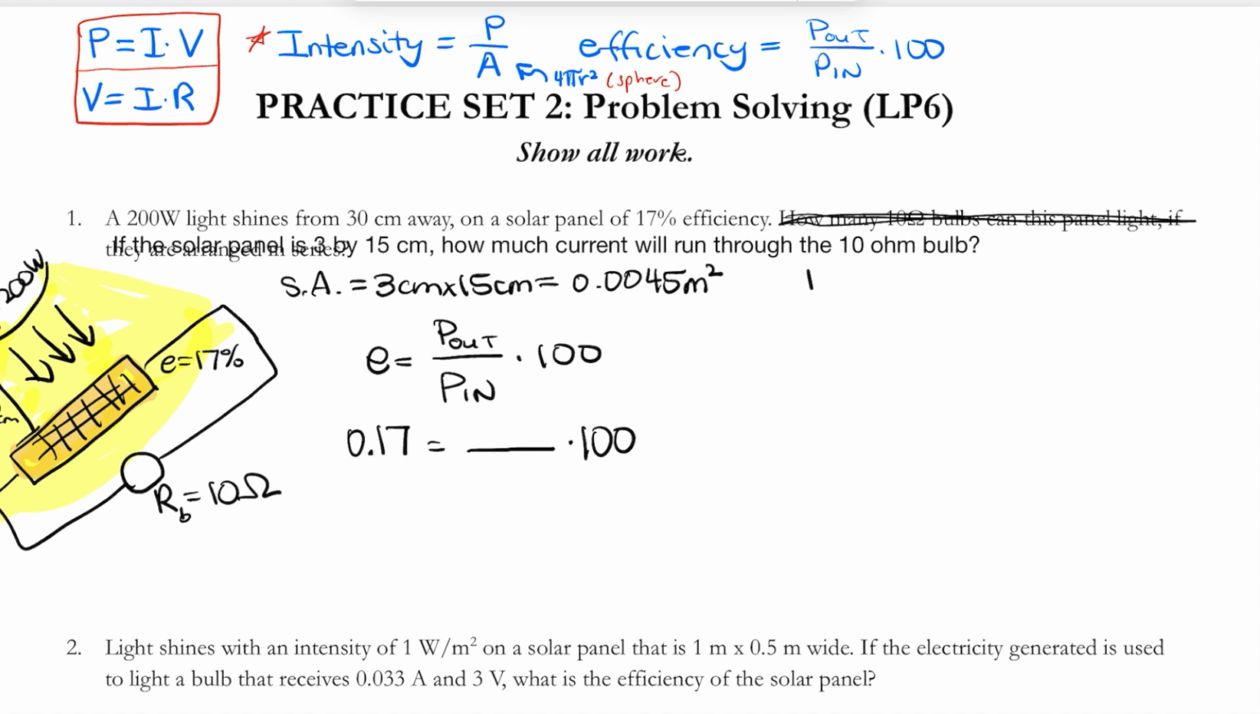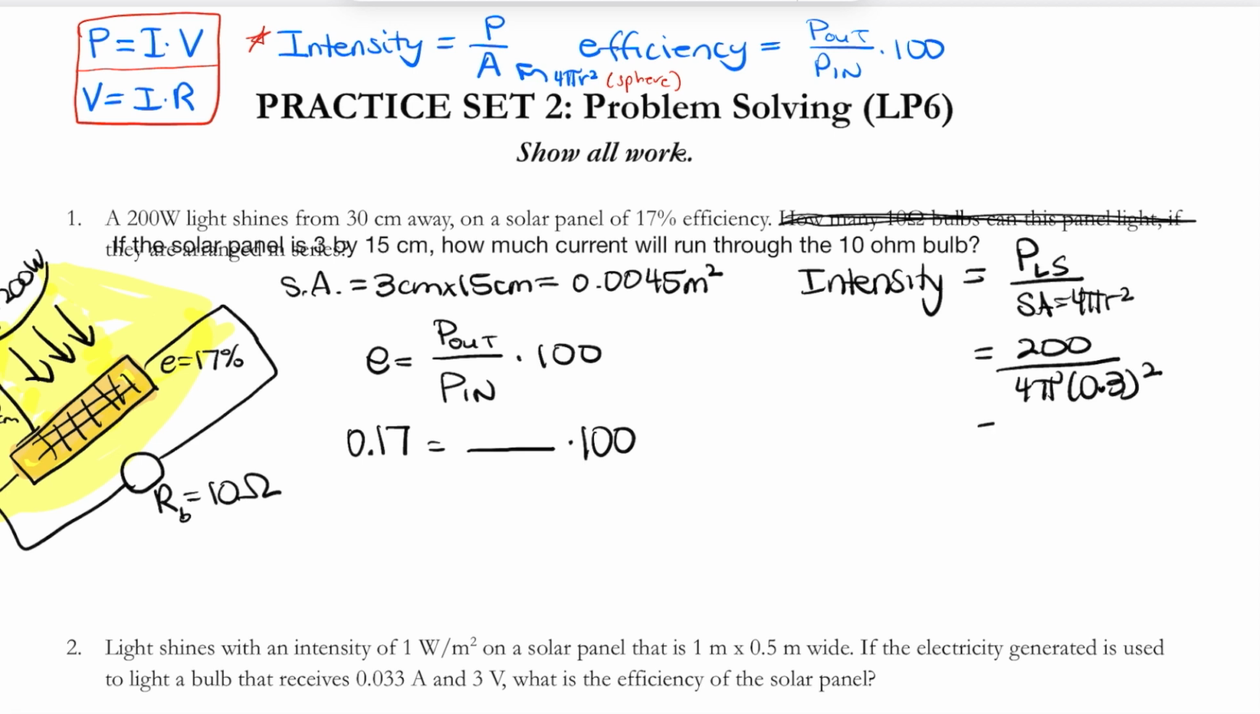We're going to use the intensity, which is the power of the light source over the surface area from that light source, which is 4 pi r squared. So that's 200 watts divided by 4 pi times 0.3 squared, because that's the distance. We can calculate that, and it's 176.8 watts per meter squared. This is the intensity at the solar panel, at that location.